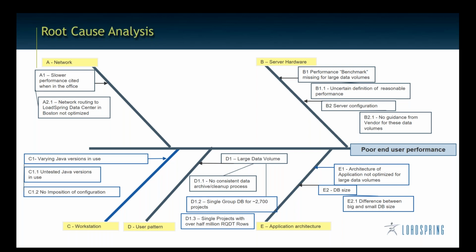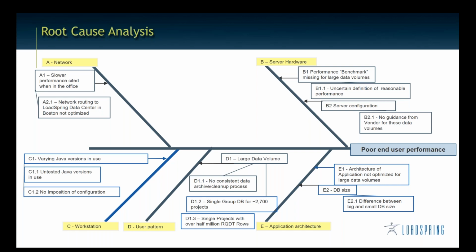But how we use this is we start with the head of the fish. You'll see I've got poor end user performance identified there. This is really what we're pursuing to understand the root cause of. And from there, you move through primary categories, and I have 5 primary categories named. We've got a network category, a server hardware category, a workstation, user pattern, and application architecture.